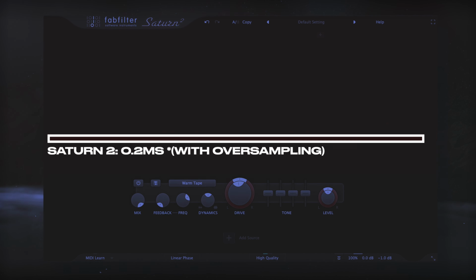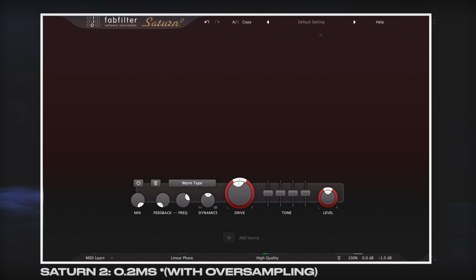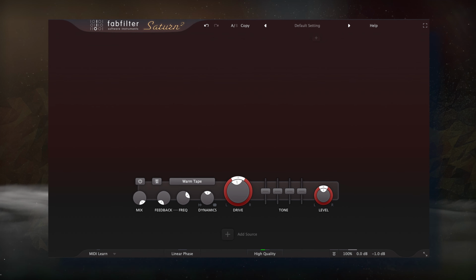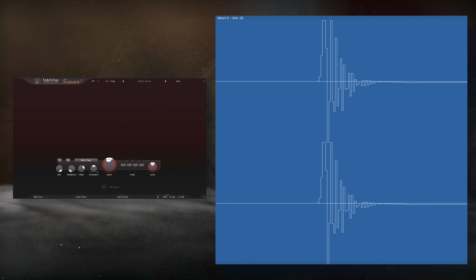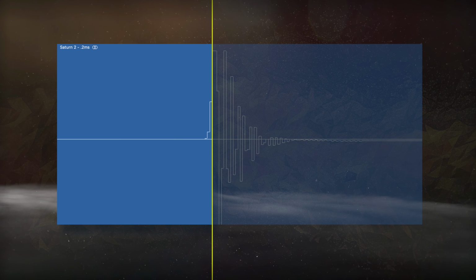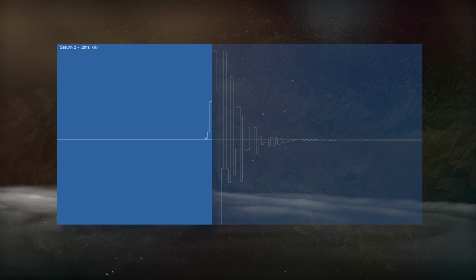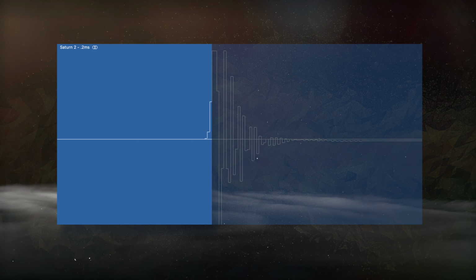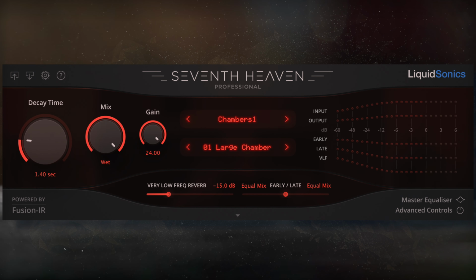When it comes to Saturn 2, it only introduces 0.2 milliseconds of latency unless linear phase is enabled. On the right side, we're going to see the expected result of moderate saturation, but to the left of the original signal, again, notice that pre-ringing is occurring, but its severity, or lack thereof, is directly tied to the latency of the plugin. Now, reverb can also do this.